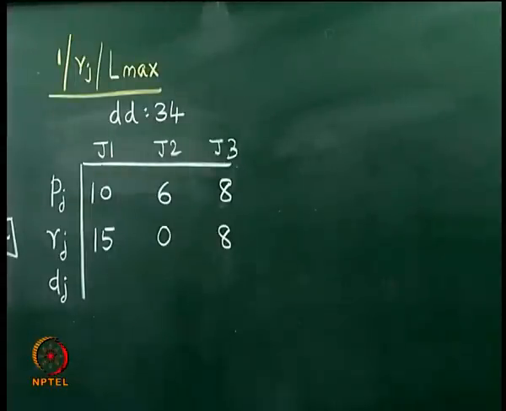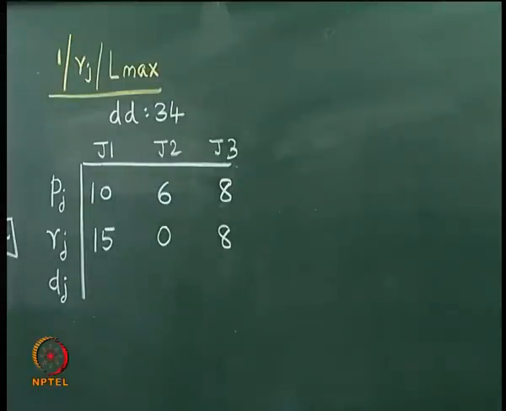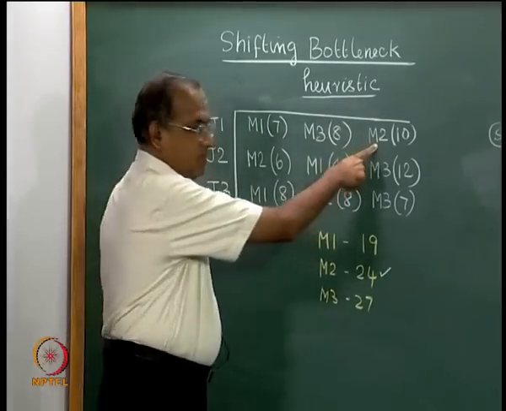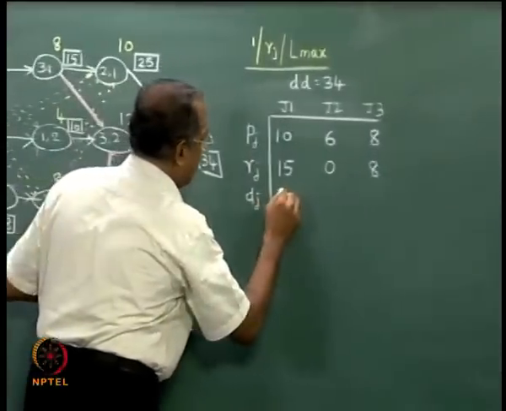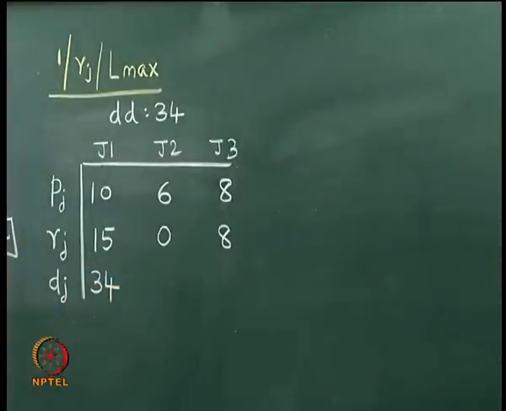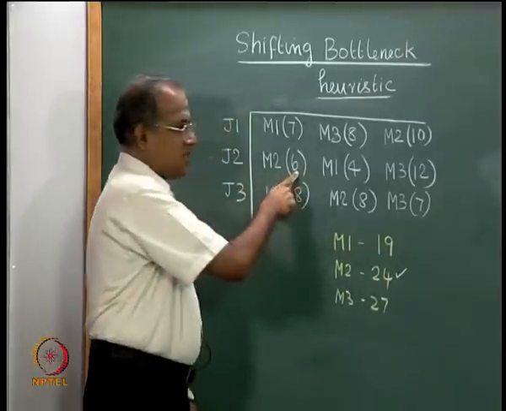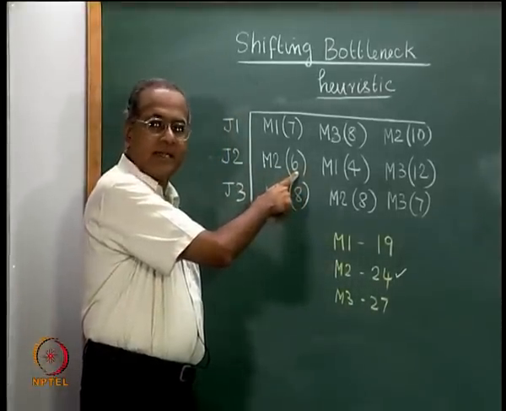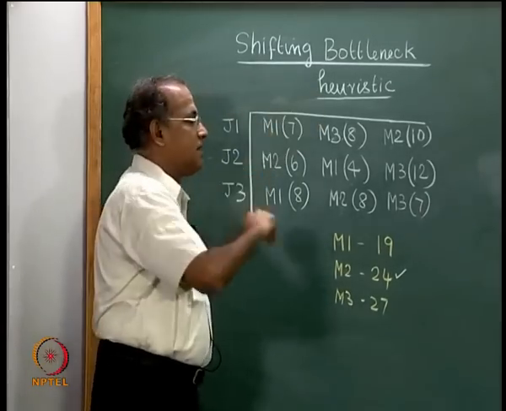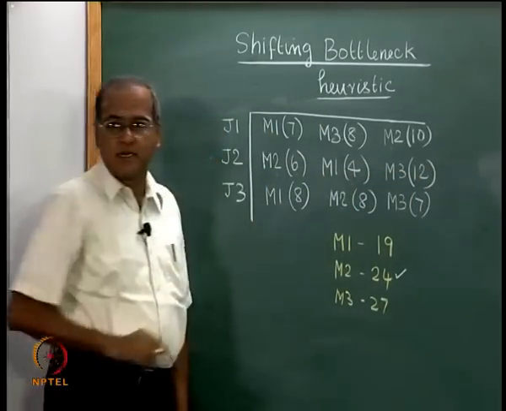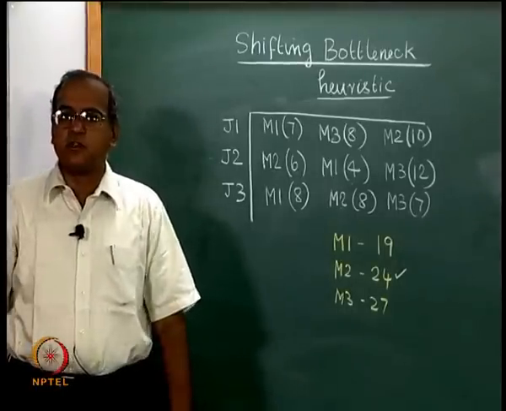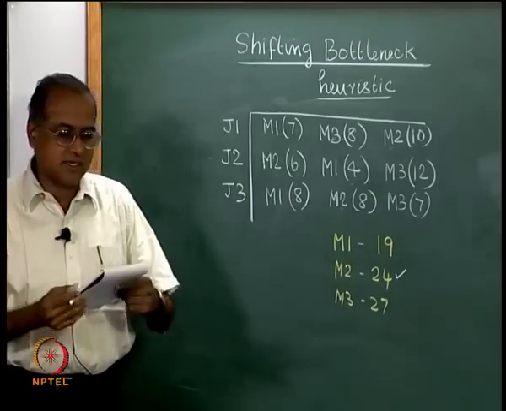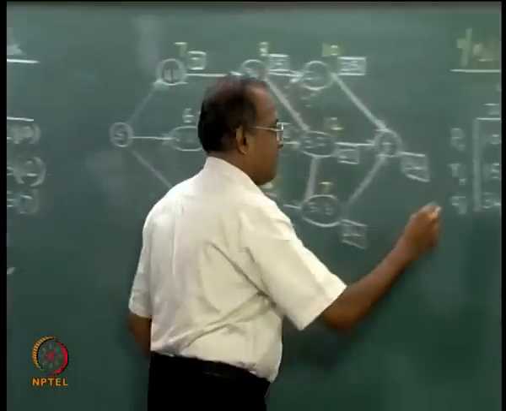Now, as far as the due dates are concerned, J1 on M2 is the last operation. So, it is enough if it is available at time equal to 34. As far as J2 is concerned, J2 on M2 is the first operation. So, the latest due date, the farthest we can think of, is 12 plus 4, 16. It definitely requires at least 16 more units to finish. So, the due date can be 34 minus 16, which is 18.